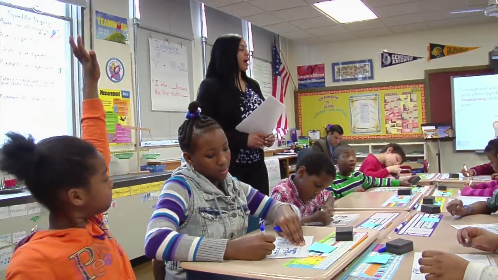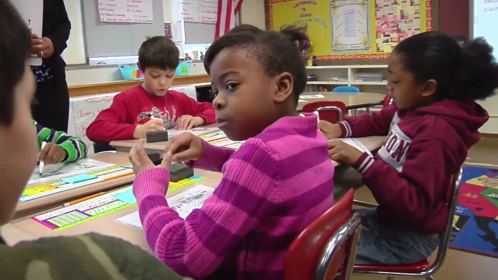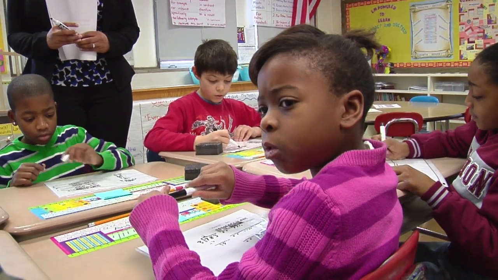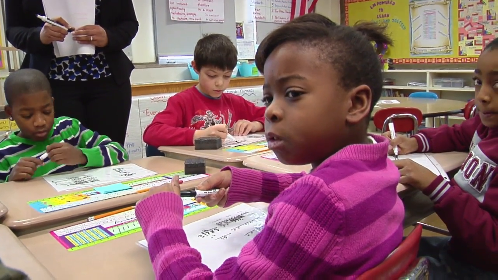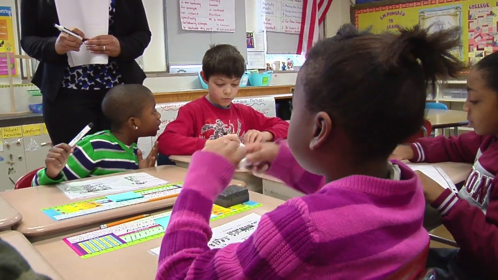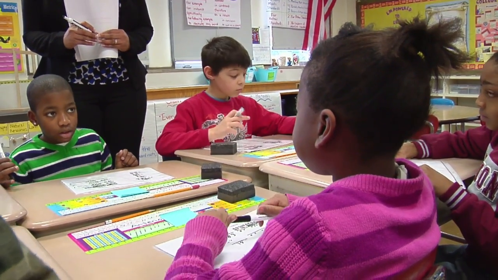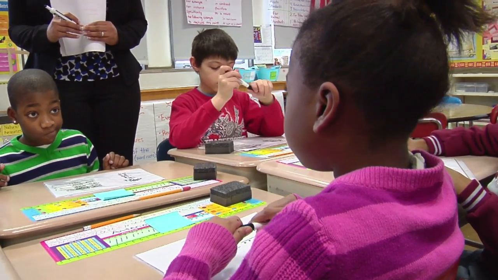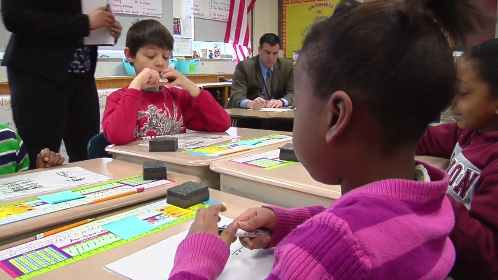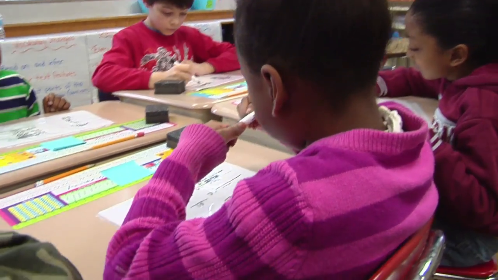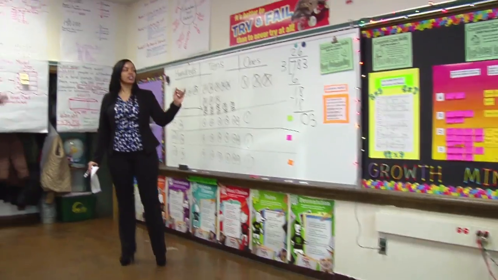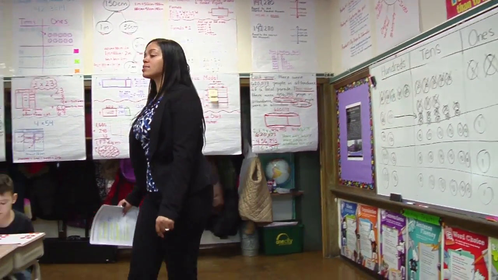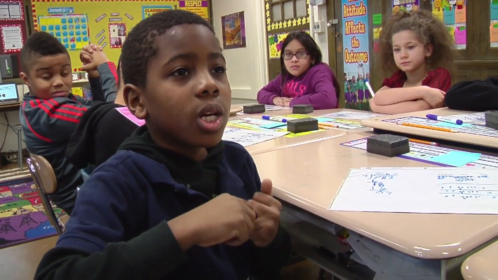What do we need to do now? Ontario. We need to go to the ones place and distribute our ones. Nice job, Ontario. Okay, scholars, someone give me a multiplication sentence to reflect what we just did with our 3 ones. Lincoln?